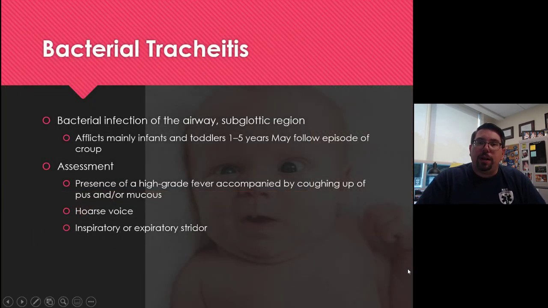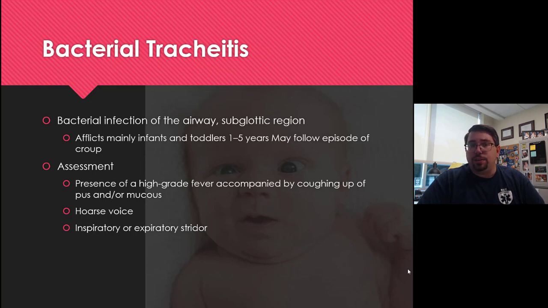Now, the next form that we look at for medical emergencies is bacterial tracheitis. This is a bacterial infection of the airway. Typically, it's in the subglottic region, primarily affecting things like the trachea. We know that it afflicts mainly infants and toddlers, again 1 to 5 years old, and may be followed by an episode of croup. Oftentimes, bacterial tracheitis will turn into croup. Your assessment should reveal the presence of a high-grade fever accompanied by coughing up of pus and/or mucus. Normally, children don't have a productive cough unless it's some type of severe pneumonia. But bacterial tracheitis is one where they will cough up a significant amount of phlegm or pus.